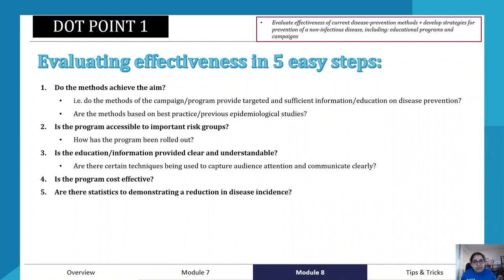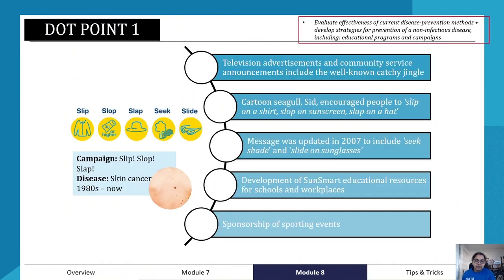But steps that we can look at in terms of evaluating effectiveness include, firstly, we want to see if the methods actually achieve the aim. So do the methods of the program provide targeted and sufficient information? Are the methods actually based on best practice, or even based on feedback from previous studies? Is the education information provided clear and understandable? Is the program cost effective? And finally, are there statistics to demonstrate a reduction in the disease incidence? And that is going to be over time. It's not going to be immediate.